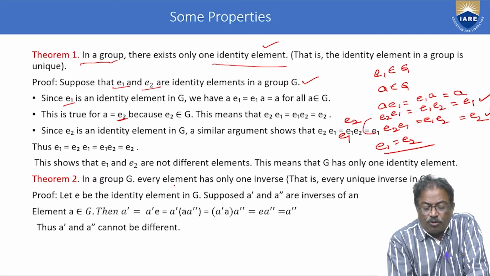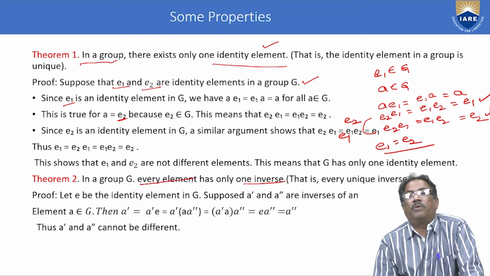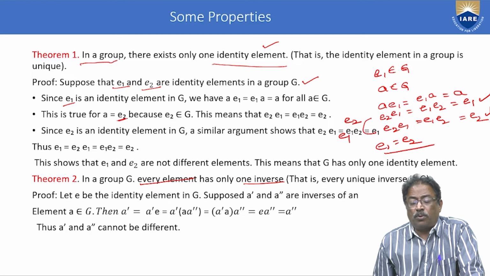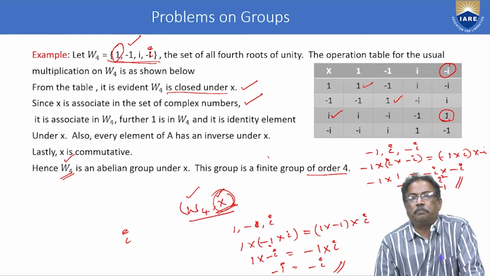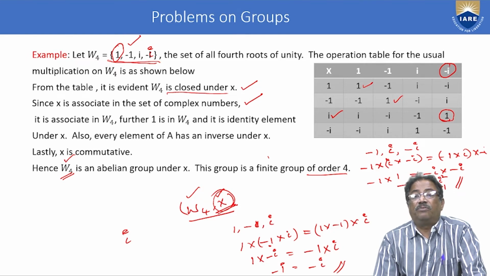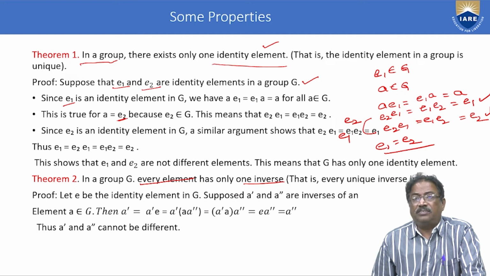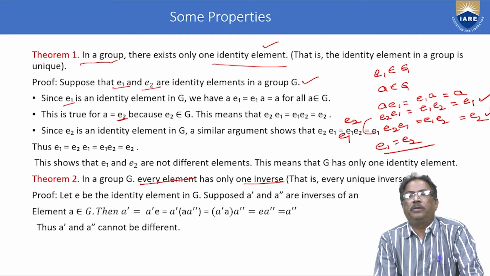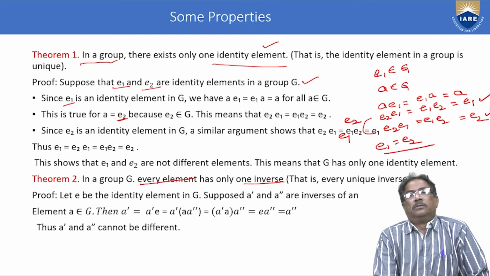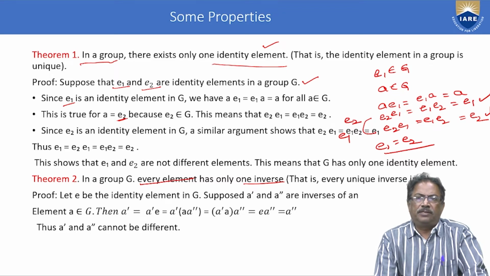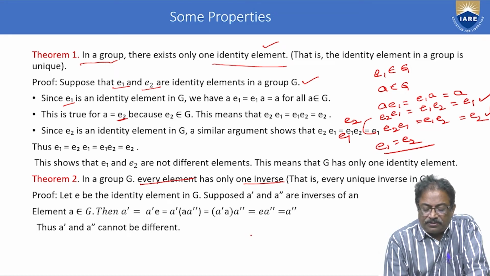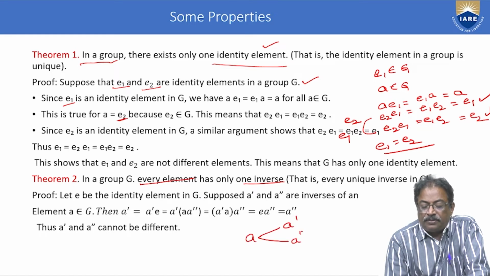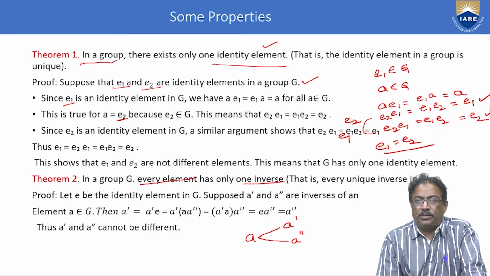In a group, every element will have only one inverse. In the last problem we discussed, the inverse of I is minus I, and there is no other inverse of that element. If inverses exist for any element, that should be unique. So here also, let us assume that A has two inverses, let us say A dash and A double dash.